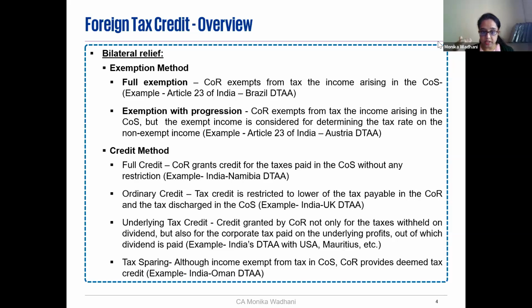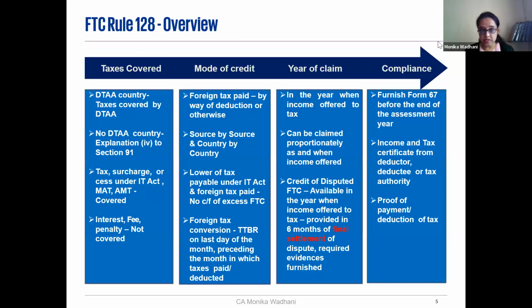And the fourth method under the credit method is the tax sparing method, which means that even if tax is not paid in the country of source for certain reasons, like if it is exempt, the country of residence will still provide a credit towards that tax which ought to have been paid in the country of source. So the sparing part is borne by the country of residence. Example, the India-Oman DTAA. With this, a couple of years back in 2016-17, FTC Rule 128 was introduced.